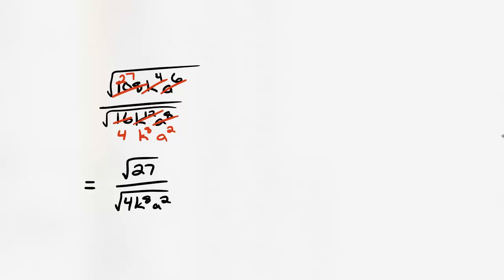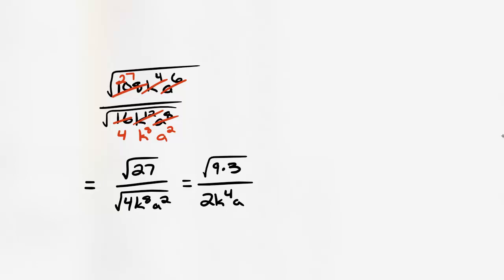In this case, I'm going to rewrite 27 as the square root of 9 times 3. And then on the bottom, I have nothing really to do. I actually can take the square root of all 3 of these factors. The square root of 4 is 2. The square root of k to the 8th is k to the 4th. And the square root of a squared is just a. So I've simplified the denominator in the bottom.